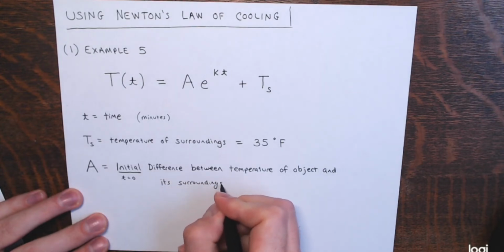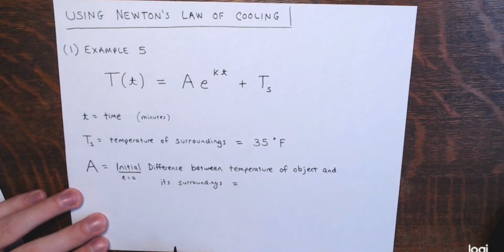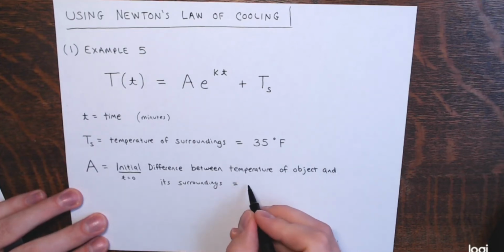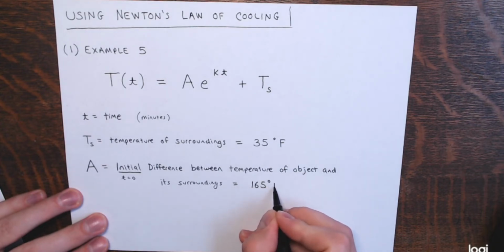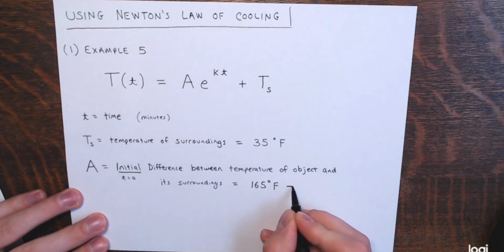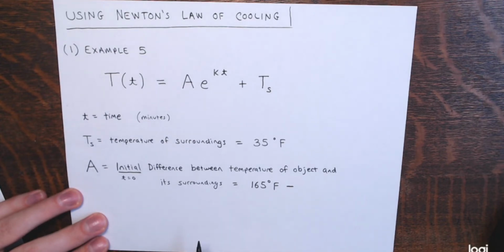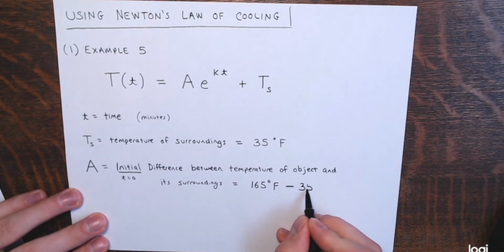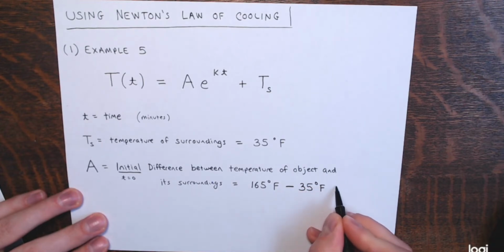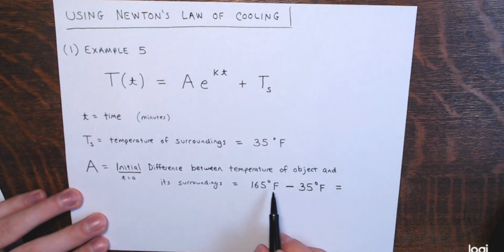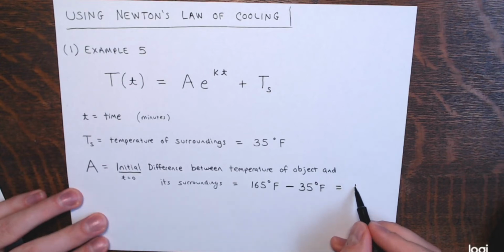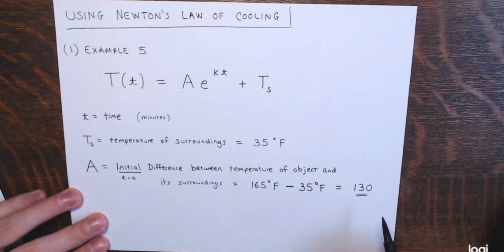So in this particular example, the initial temperature of the cheesecake was 165 degrees, and then we take the difference between that, the initial temperature of the object, and the temperature of its surroundings, which is again the refrigerator, which was 35 degrees. So this initial difference, the value of this A in our problem, is 165 minus 35, which would be 130. This is what I'm going to use for the value of A.